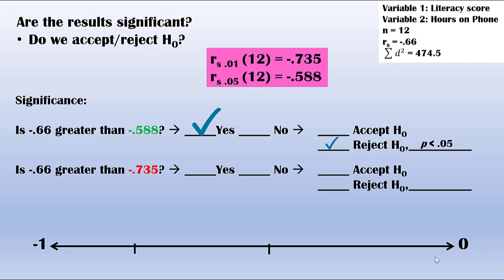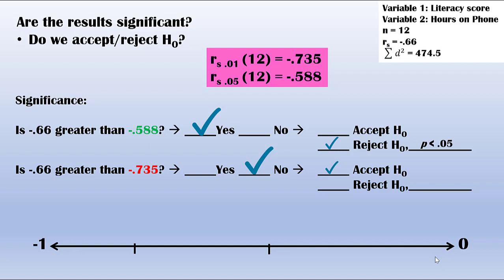We can continue to do that using the same process. Is negative 0.66 greater than negative 0.735? No, it is not. So that means that at the 0.01 level, we need to accept H0.